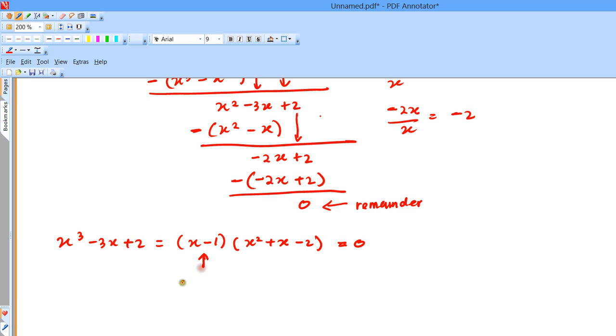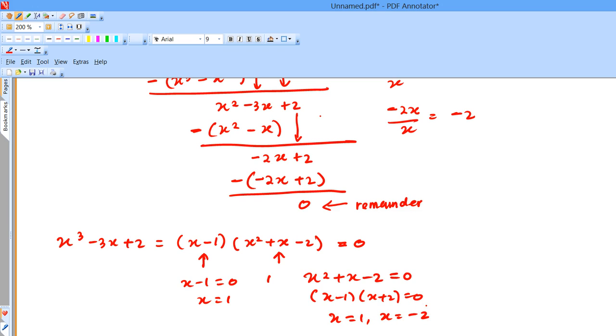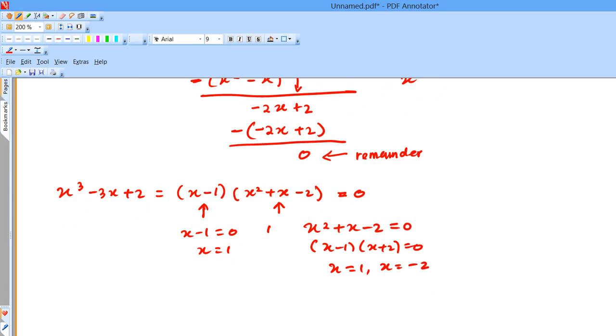For the first bracket, x minus 1 equals 0, so x equals 1. For the second bracket, you can factorize this one. If you factorize, we get x minus 1 times x plus 2. Or you can write x squared plus x minus 2 equal to 0. You factor, you can get x minus 1 times x plus 2 equal to 0. So x equals 1 and x equals negative 2. So the solution here, we get x equals 1 and negative 2.